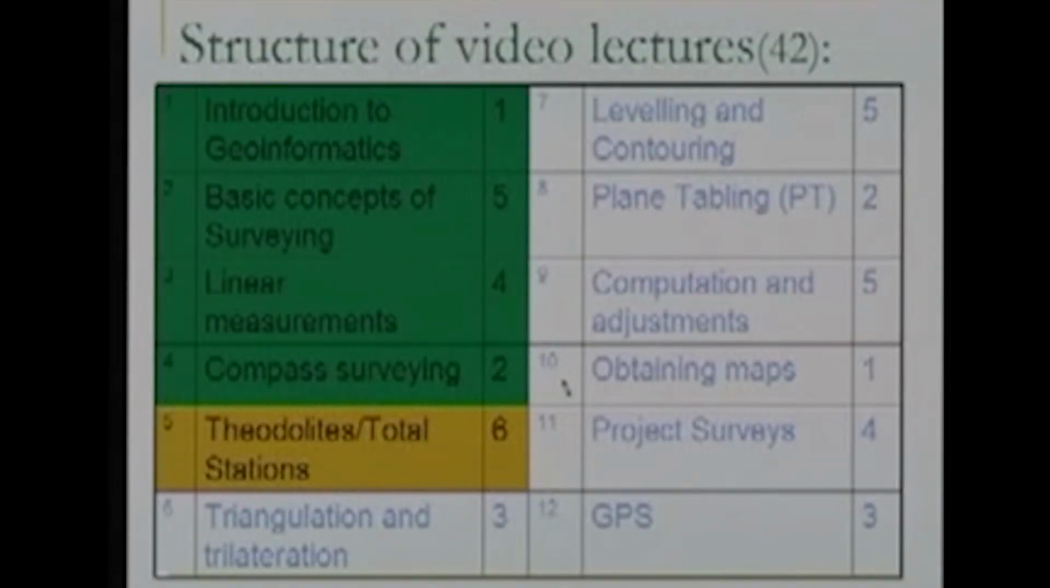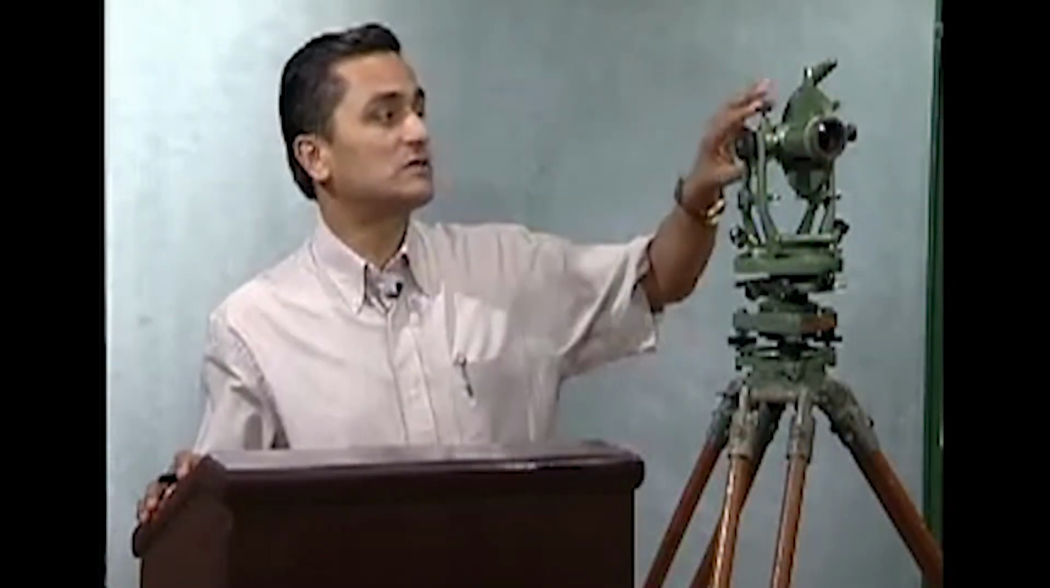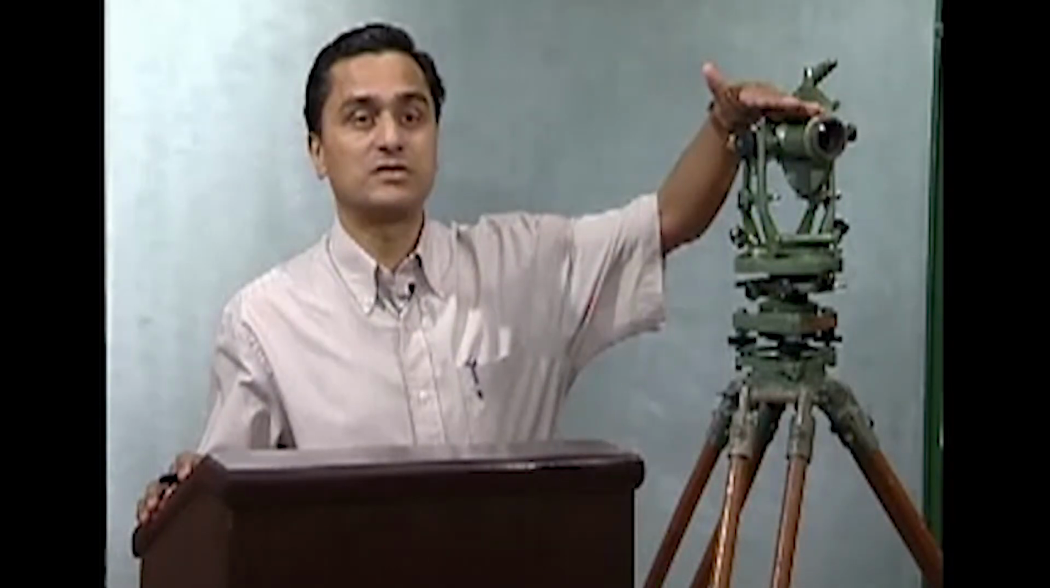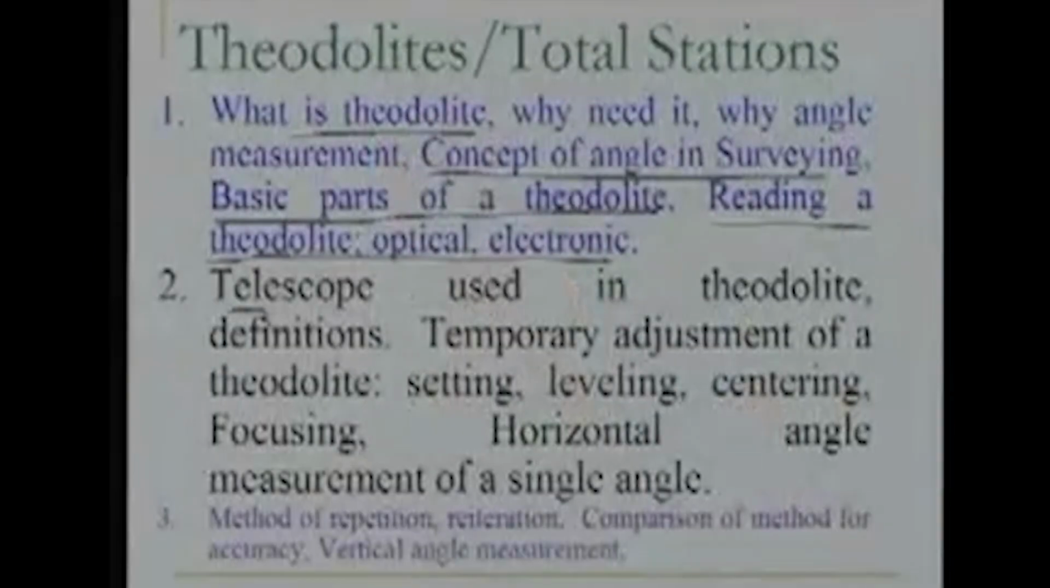Now this is the structure of all our video lectures. What we have done so far as far as the theodolites and total stations module is concerned, today we are going into the other part of it. We will start with the telescope, how it is constructed, what is there inside, what kind of telescope it is. So we will look into this telescope which is used in the theodolite.